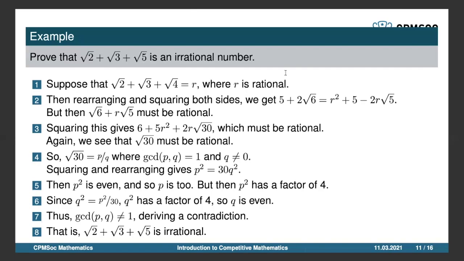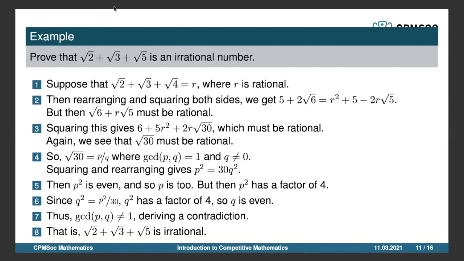So since p was even, when you square p, what happens is p has one factor of 2, and when you square it, it has two factors of 2, so it is divisible by 4. And 30 only has one factor of 2, so when you divide p squared by 30, you'll still have one factor of 2 remaining. And that means that q squared must be even. And the only way that can happen is when q is also even. So that's why q squared is divisible by 4.